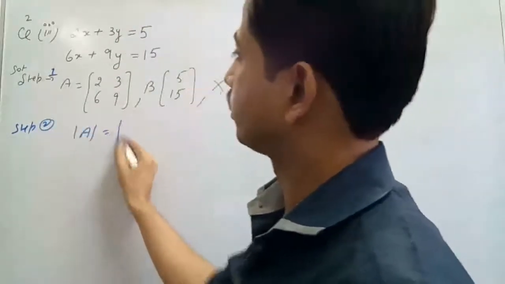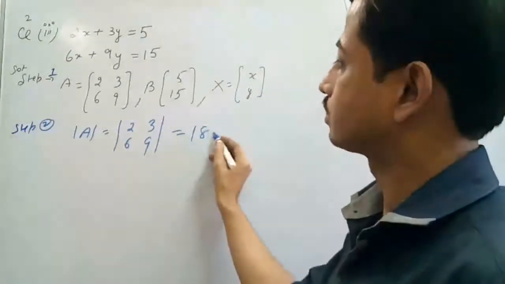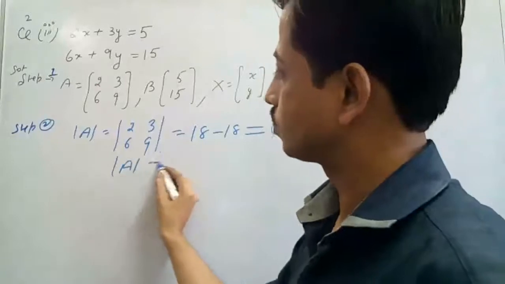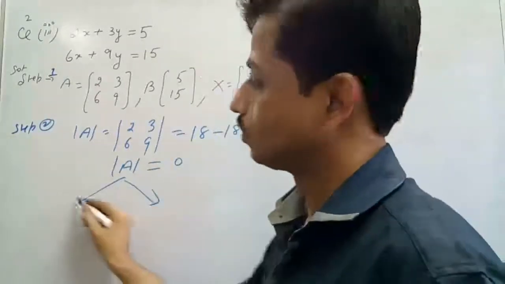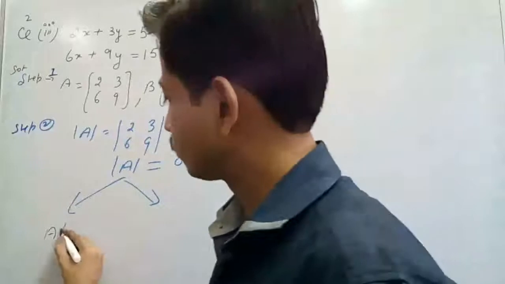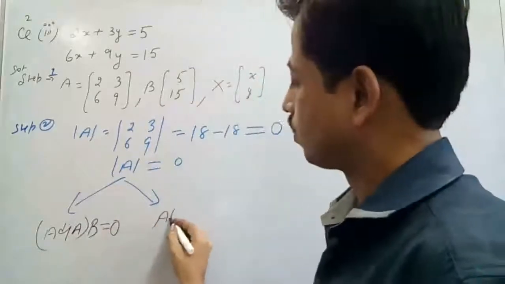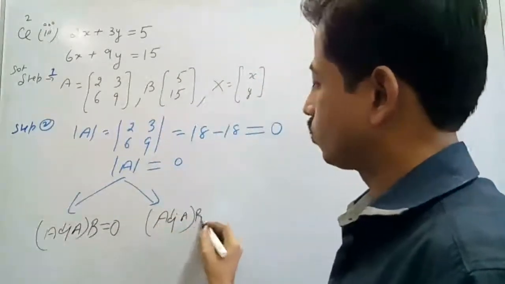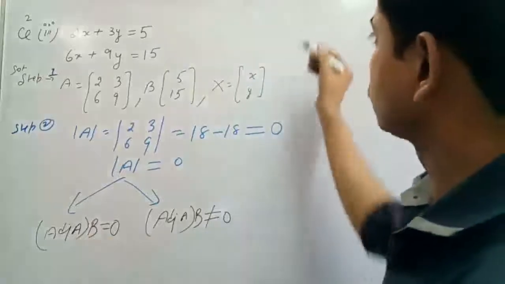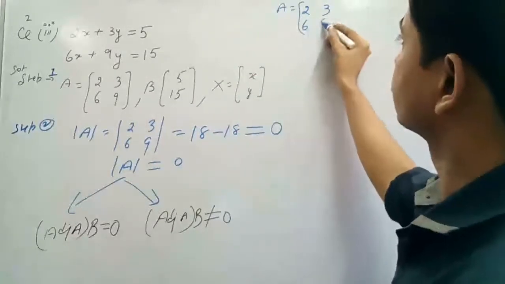Step 2. A determinant is 2, 6, 3, 9. Solve this. 9 into 2, 18. 6 into 3, 18. It means we got 0. So determinant is equal to 0. And what we have to do? We have to check the condition whether we get no solution or infinite solution. Adjoint of A into B is 0, or adjoint of A into B not equal to 0. We have to check. So firstly we have to calculate the adjoint. So what is your A? A is 2, 3, 6, 9.